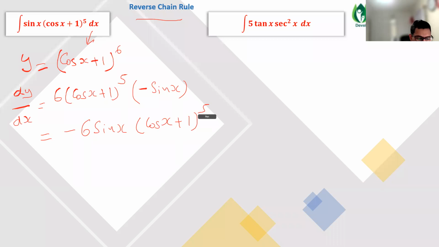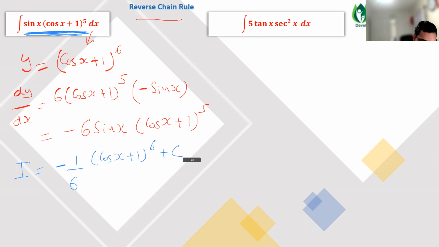Now, if we go back to our question, this was the same question which we started with, except for the minus 6. So we need to write down I as our answer. We write minus 1/6 (cos x + 1)^6 + c. Why did we write it like that? Because differentiation and integration are opposite to each other. Therefore, we end up with this answer.